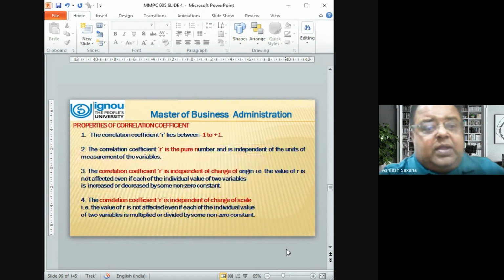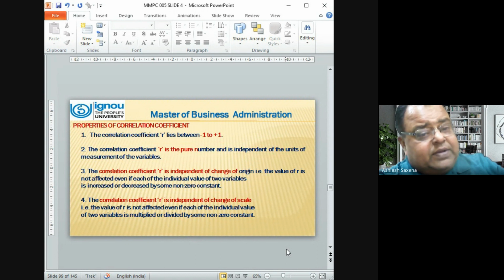What are the properties of correlation coefficient? The correlation coefficient r lies between minus 1 and plus 1. The correlation coefficient r is a pure number and is independent of the units of the measurement of the variables. Third, correlation coefficient r is independent of change of origin. That is, the value of r is not affected if each of the individual values of two variables is increased or decreased by some non-zero constant.